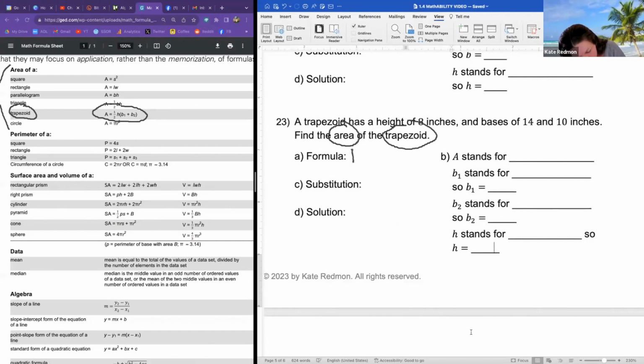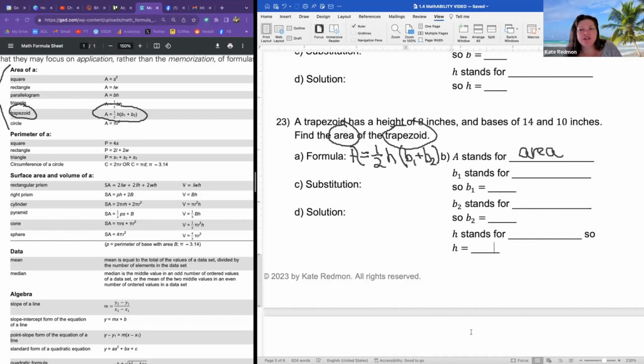It says A is equal to 1/2 times H times the quantity, or the sum, of B1 and B2. Now let's think about these letters, what they stand for. Bet you know what A stands for by now, right? It was an area of a trapezoid formula. A stands for area. The tricky part here, I think, is B1 and B2.